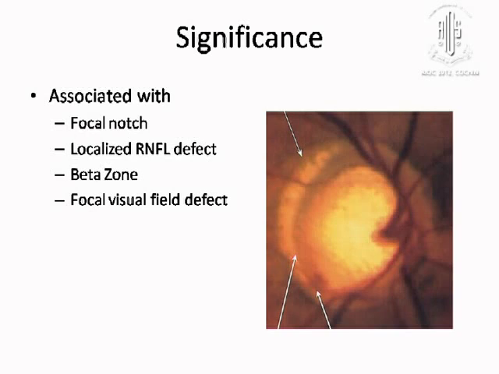The other significance is that you can see the hemorrhage here and you can see the notch, so they are associated with the focal notch in that area. Secondly, I'll show you in the next slide, they have a localized RNFL defect that corresponds to the hemorrhage. They have a larger beta zone as shown here and would have a corresponding opposite focal visual field defect. So all these together should really be impressive and should make us change our line of management for that patient.